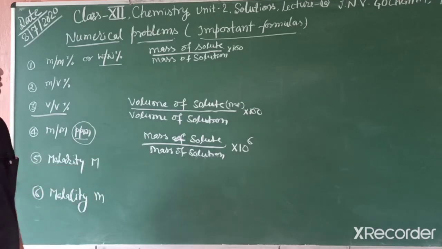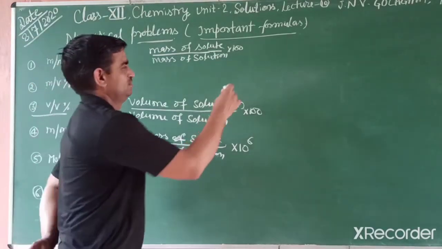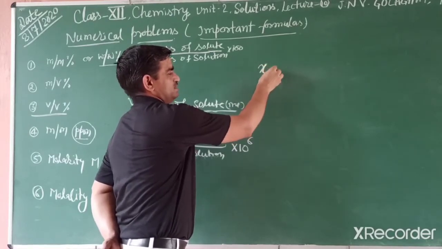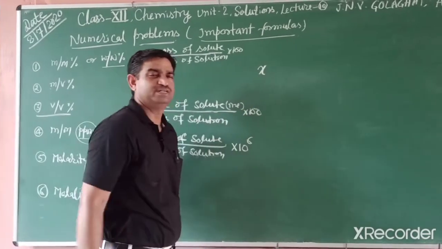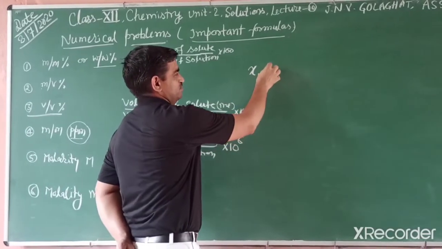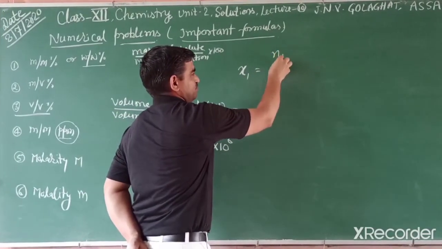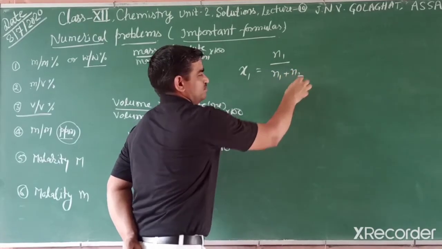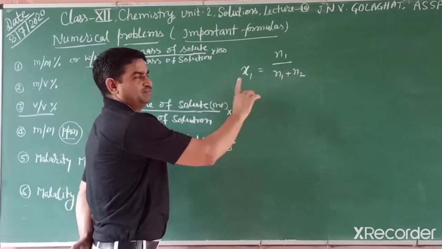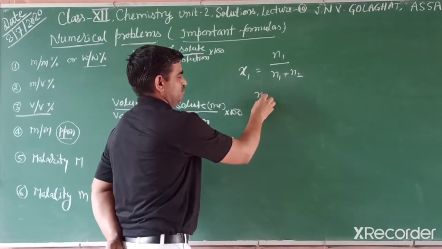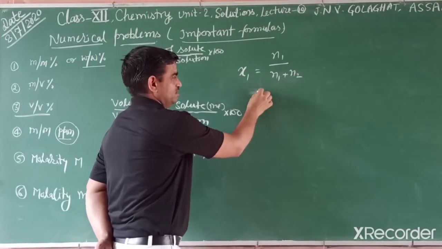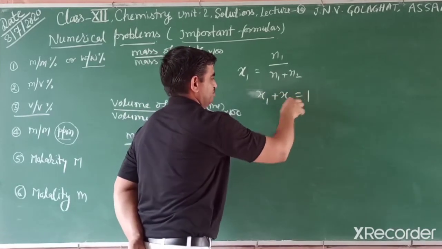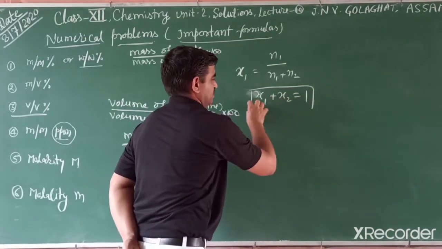Fourth one is mole fraction. Students, you know mole fraction is represented by X. If there are given components 1 and 2, mole fraction of first component is equal to mole of first component by total mole, N1 plus N2. We already discussed this. If there are two components, then overall the mole fractions sum to 1. Mole fraction of first component plus second component is equal to 1.